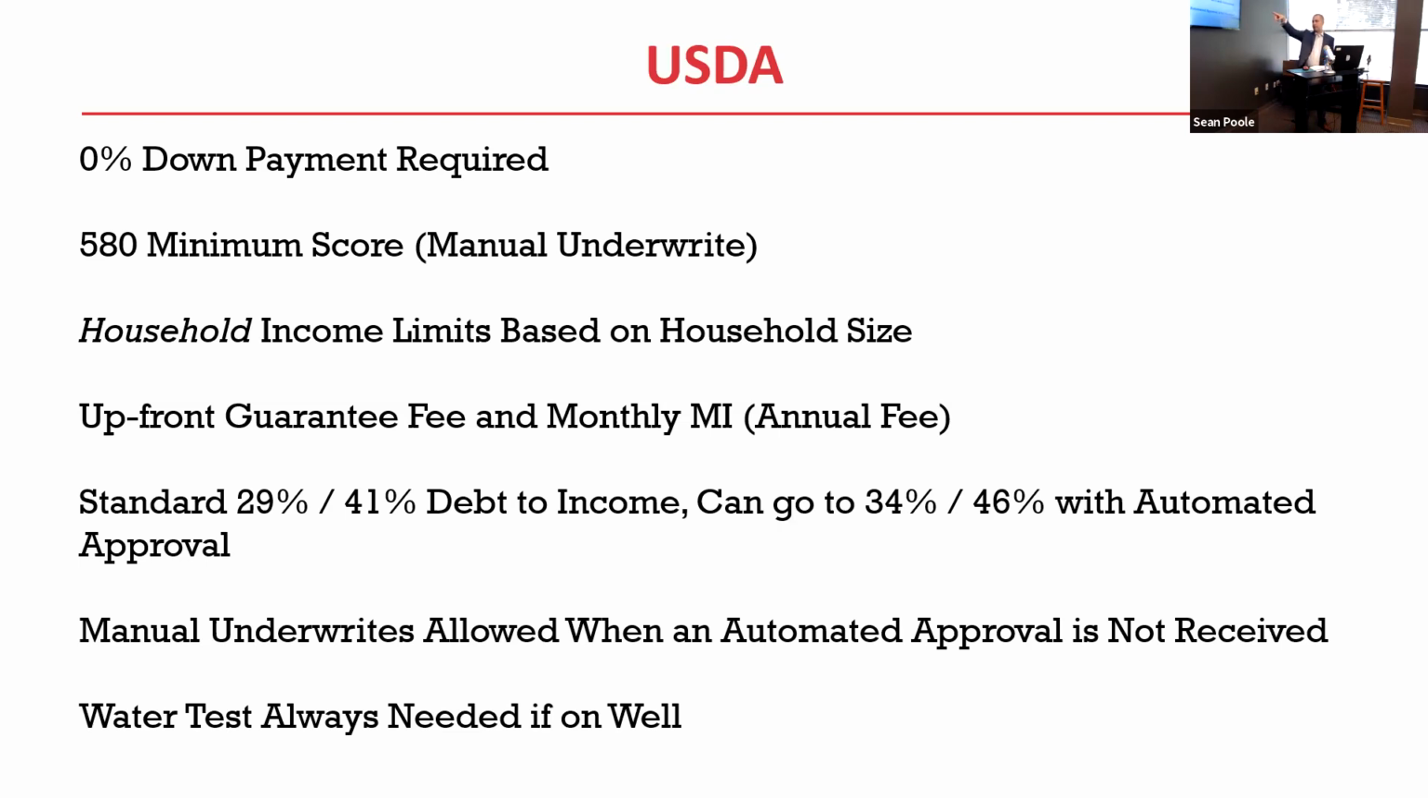There is an upfront guarantee fee, similar to VA. It gets added to the top of the loan. And then the monthly fee is called an annual fee. That's a smaller fee, but it is a monthly fee of 0.35%. So it's a lot lower than FHA. It's a lot better loan when it comes to that. And I do have that monthly mortgage insurance there.